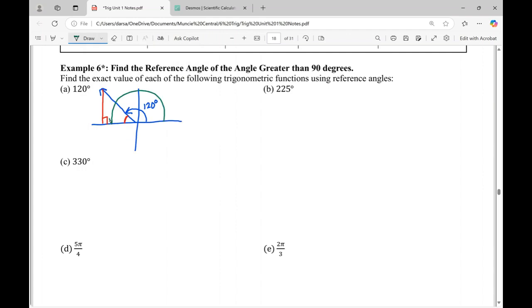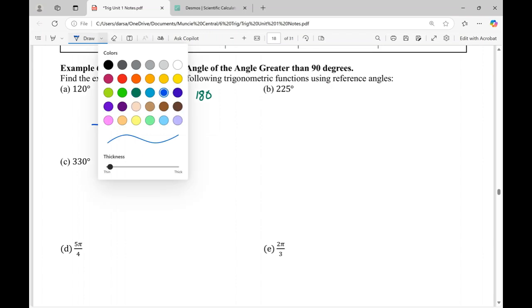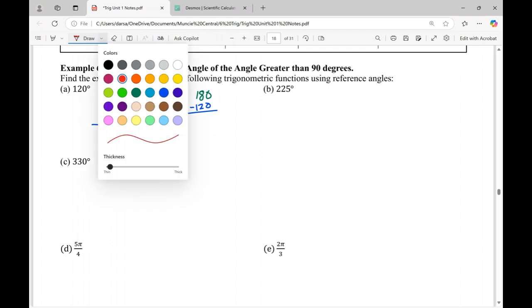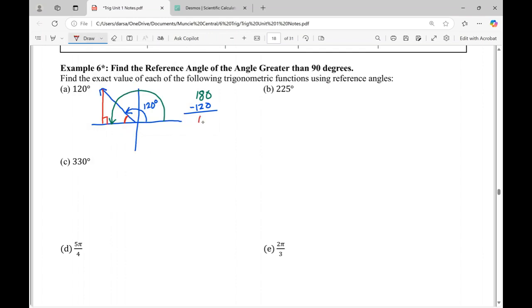The way to figure that out is to know that if I started here and went all the way here, that's 180 degrees. But we didn't go a full 180 degrees to get to this line. We went 120. So if we take that 180 degrees and subtract off how far we went, which is 120 degrees, what is left is a 60-degree angle, so this reference angle is 60 degrees. So we would use a 30, 60, 90 triangle to think about our SOHCAHTOA.